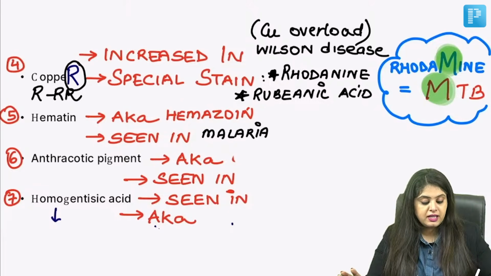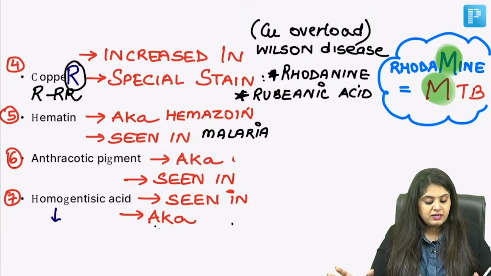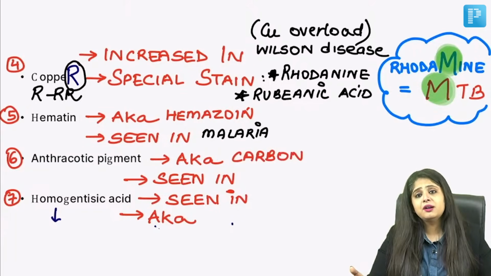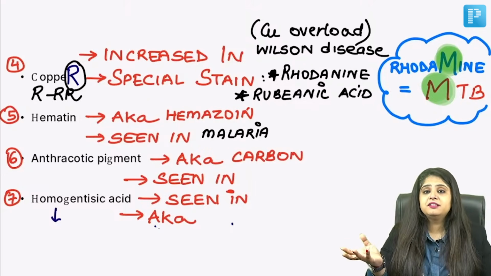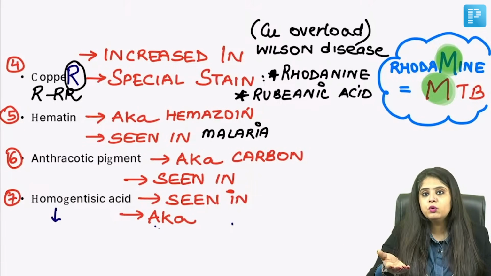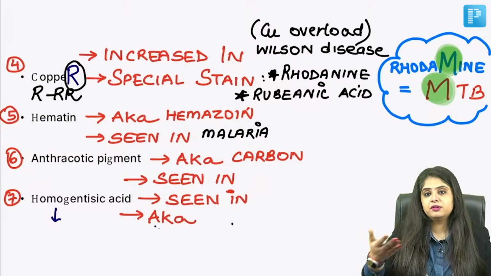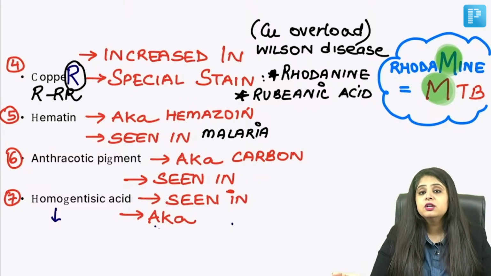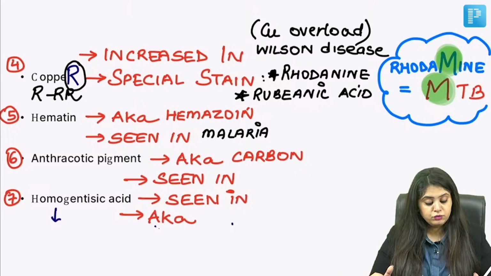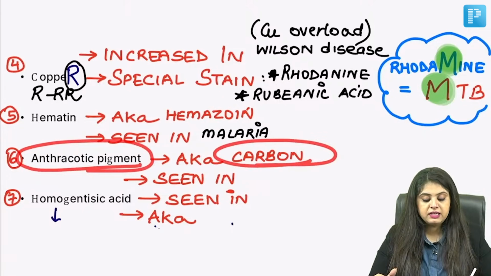Coming on to the next one, anthracotic pigment. Sounds like such a scary name, anthracotic. Now I'll tell you the simple name for it: carbon. So that black color lungs that I was telling you, the Mukesh story, you and I, if you smoke, then you definitely have black color lungs. But if you are like me and you don't smoke, can you still have black color lungs? Yes, because you live in Delhi or North India or a part of the country where the pollution is too much. You are anyway inhaling a lot of carbon, so you can still have black color lungs. Anthracotic pigment is nothing but carbon.